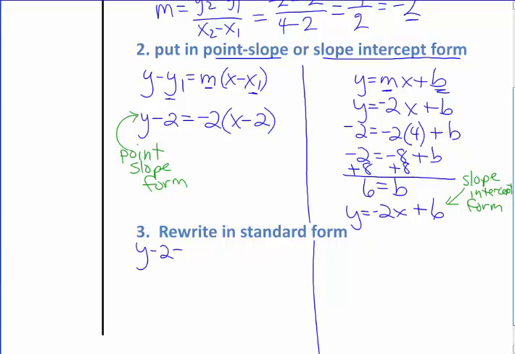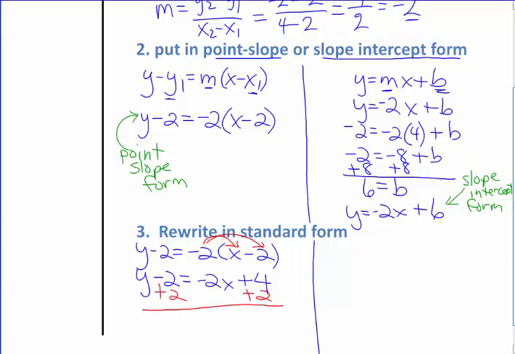Y minus 2 equals negative 2 times x minus 2. And we're going to rewrite it to get it into standard form. Now is when we can actually distribute the negative 2. So we have y minus 2 equals negative 2x plus 4. Remember, negative 2 times negative 2 is a positive 4. I'm going to add the 2 to both sides. So I get y equals negative 2x plus 6.